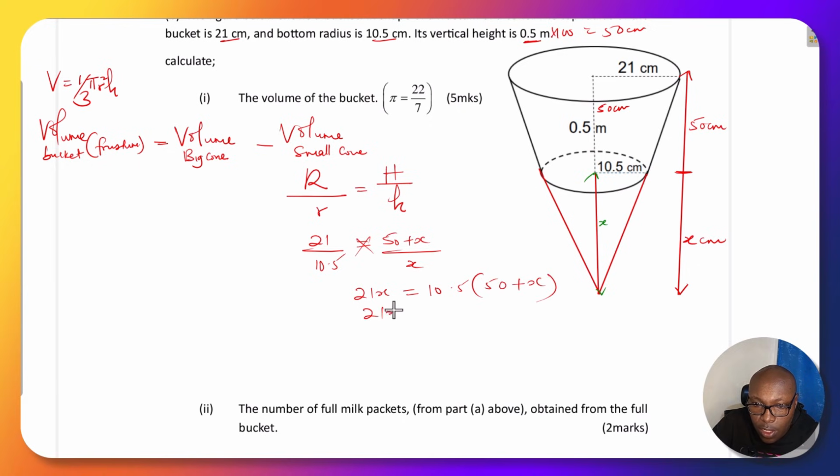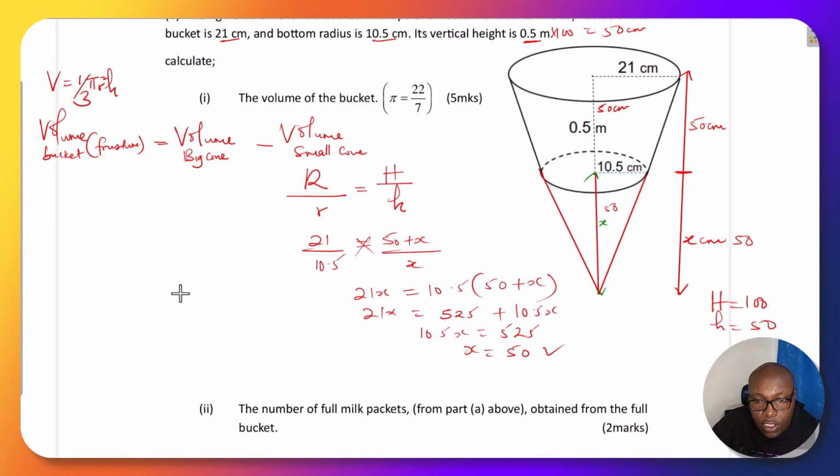So this will give 21x is equal to 10.5 times 50. That gives 525 plus 10.5x. So here you get 10.5x is equal to 525. So x will be 525 divided by 10.5. So this is 50. Therefore the height of the bigger cone will be 50 plus 50, that is 100, and then the smaller one will be 50.